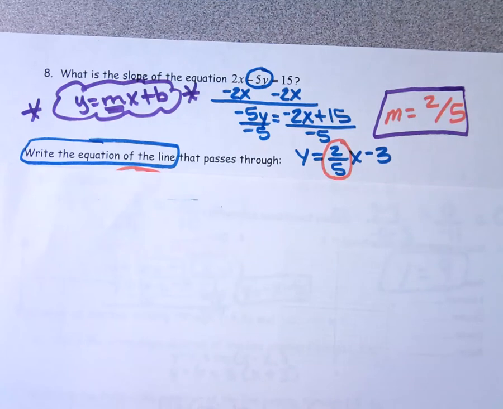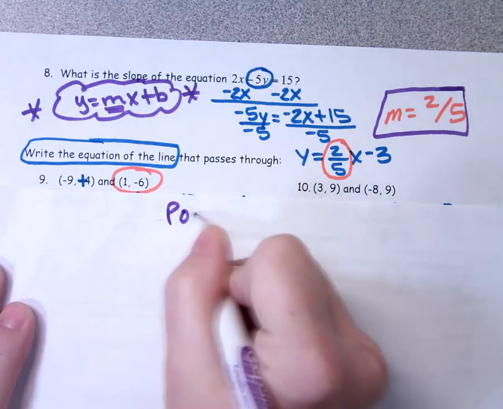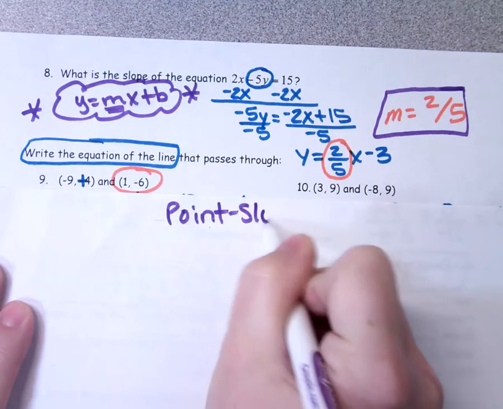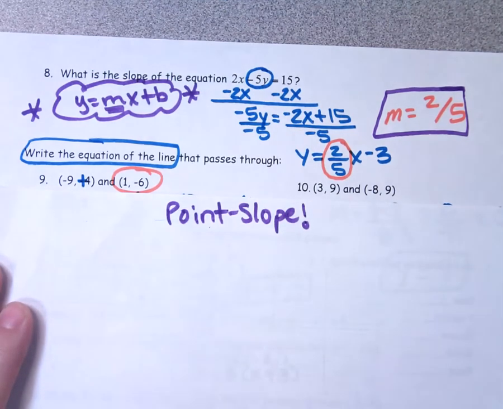Okay, these next ones are asking us to write an equation of a line. Remember, that's when we either start with point-slope form or slope-intercept form. So what do you see that I give you on 9 and 10? You're given points. So if you're ever given points, we want to start with point-slope form. Whenever you're asked to write an equation, you need to decide, do I start with point-slope or do I start with slope-intercept? If you're given points, you start with point-slope.